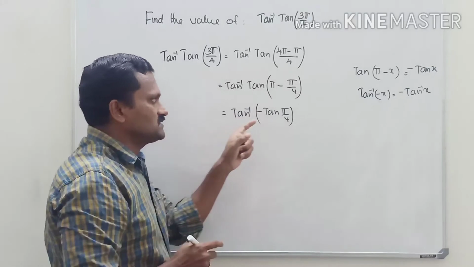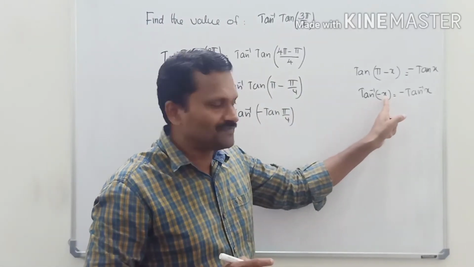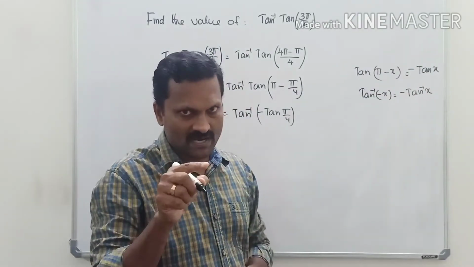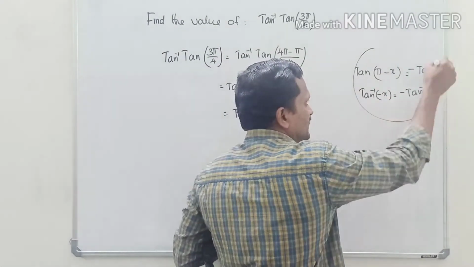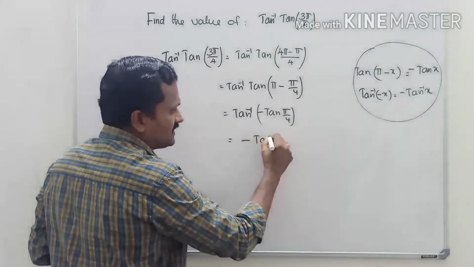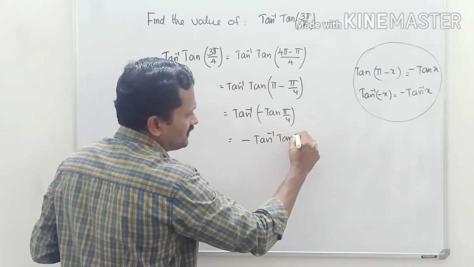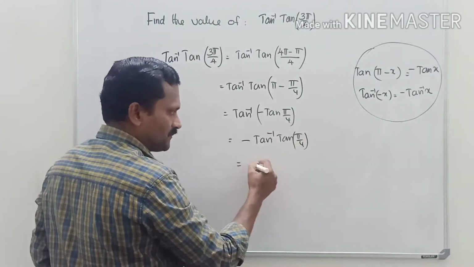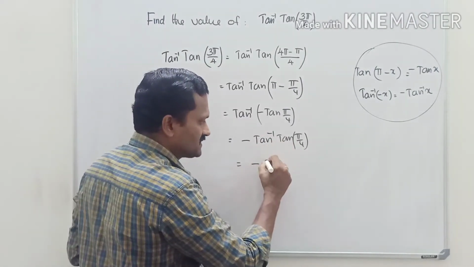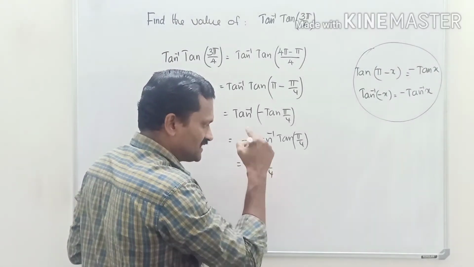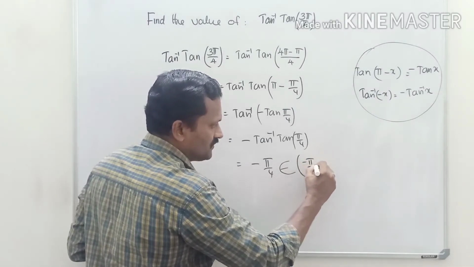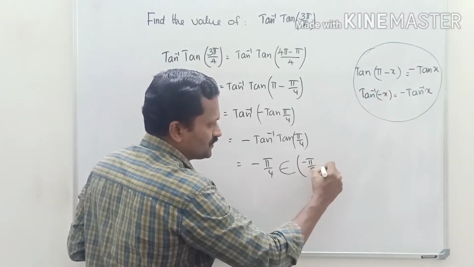Now, tan inverse of minus tan pi by 4 is of the form tan inverse minus x. What is tan inverse minus x? Minus tan inverse x. These are two results we used here. That is, minus tan inverse tan pi by 4. Now, minus tan inverse tan pi by 4 is of the form tan inverse tan x, that is x. So the answer is minus pi by 4, which belongs to the range of tan inverse x, minus pi by 2 to pi by 2.